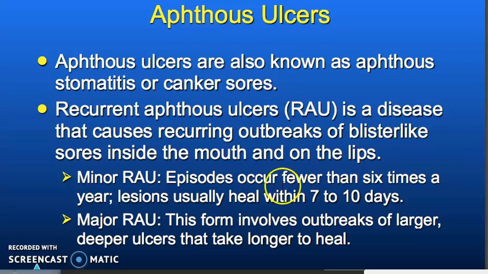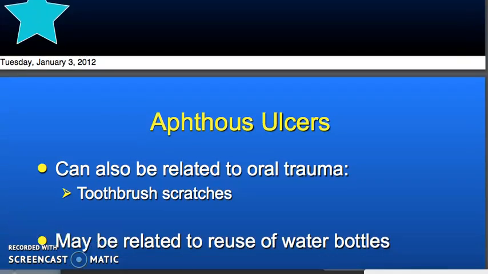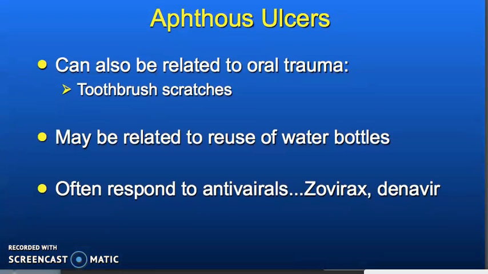Minor, you can have episodes that occur fewer than 6 times a year. Lesions usually heal within 7 to 10 days. If they're major, you can have outbreaks that are larger, deeper ulcers that take longer to heal, and they can be very painful, especially if someone comes in for dental work. You probably want to postpone that. Aphthous ulcers are usually related to trauma, toothbrush scratches, maybe getting in a hurry with the toothbrush and hitting the tissue, maybe related to the reuse of water bottles, and often respond to antiviral medication, Zovirax, Denavir.